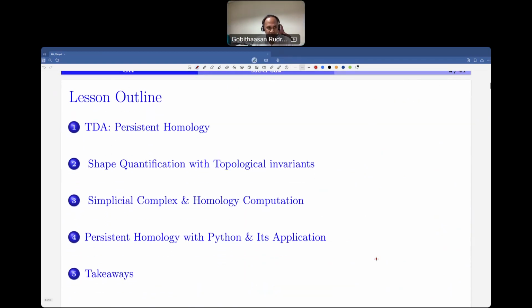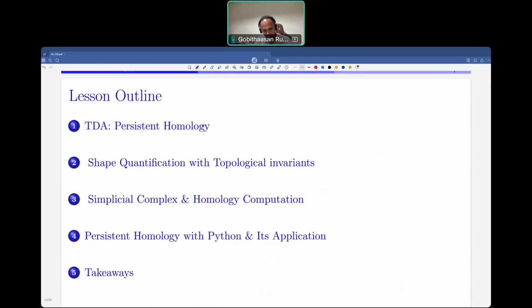Okay, so the content of the lesson today, first of course, I'm going to introduce persistent homology. Before I introduce, I'll give you a little bit on the motivation of persistent homology. And then I'm going to talk about shape quantification with topological invariance. So shape quantification, remember the topological data analysis, especially persistent homology, we want to extract the shapes information. So what exactly information are we going to construct? So we will look at topological invariance.